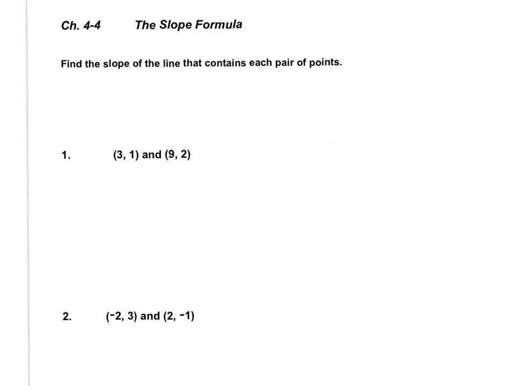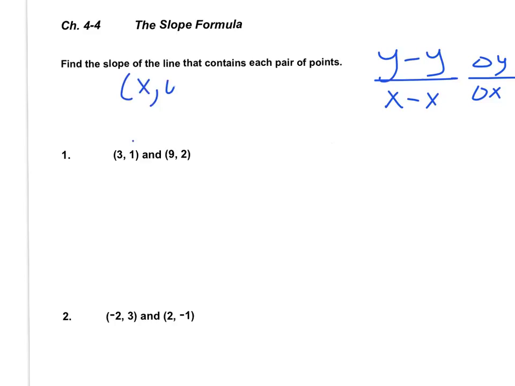Okay, so what we're going to do, remember, you're going to do y minus y over x minus x. That's just change in y over the change in x. Remember, delta y over delta x. And we're going to do that with each one. Now remember, you have to go in the same order. So here are my y values. Remember, it's x comma y. So I'm going to go y minus y. So that's going to be 1 minus 2 over 3 minus 9.